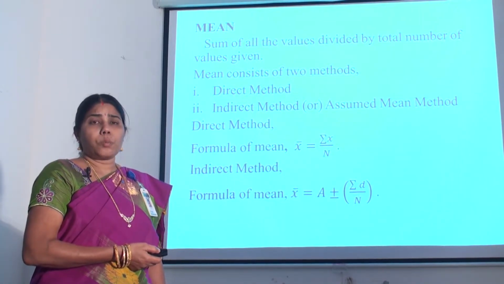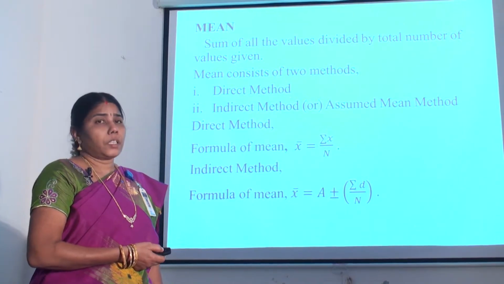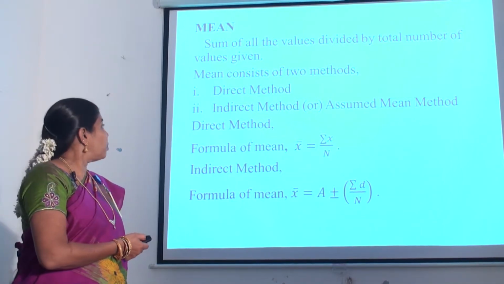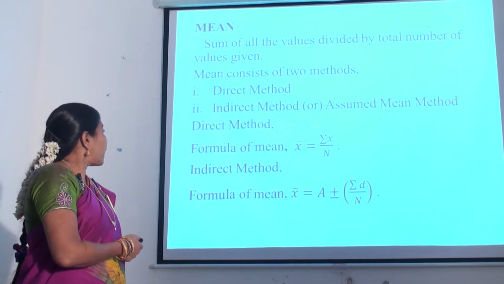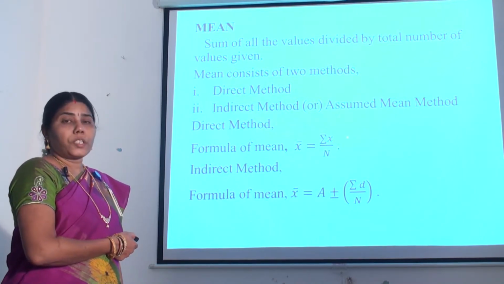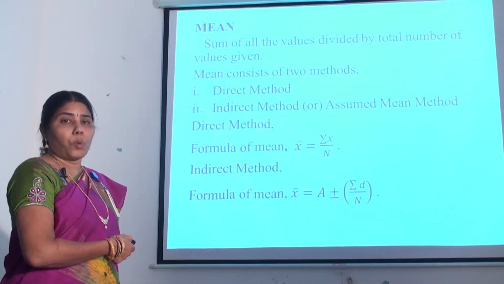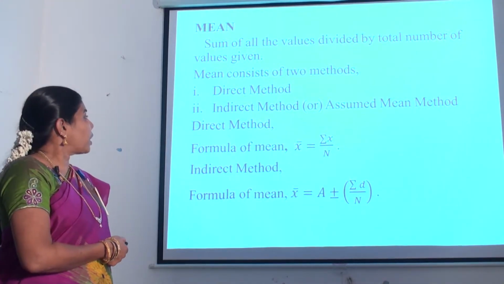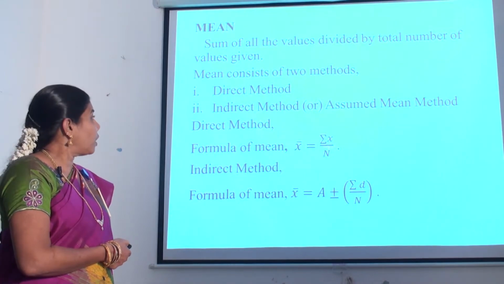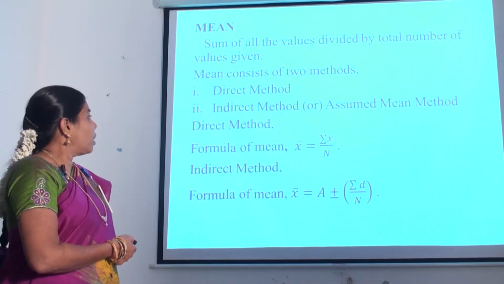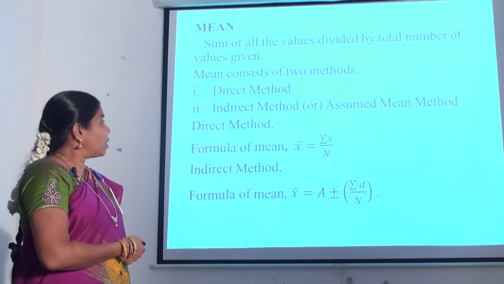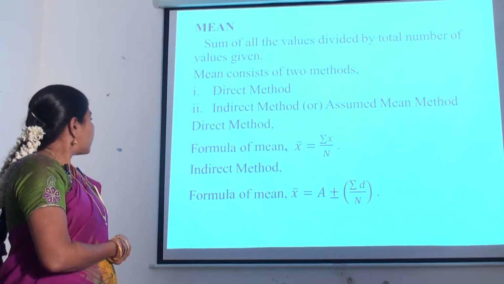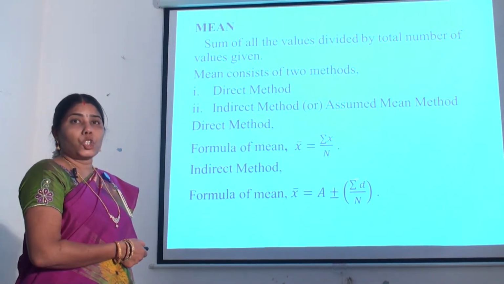Mean can be calculated by two methods, that is, one is direct method and the second one is indirect or assumed mean method. In direct method, mean is calculated for ungrouped data by the formula x bar is equal to sigma x by n. The symbolic representation of mean is x bar, sum of is sigma, value of an item is x, total number of items is n.